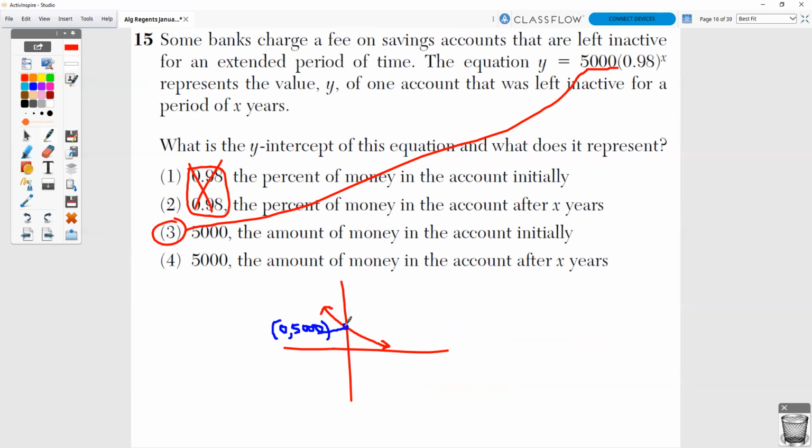That's the amount that they start with. Remember, this part of the graph would technically not exist because this would be negative time. So the 5,000 is the amount of money that you're starting with, which is choice number 3. Remember, initial means how much you start with.